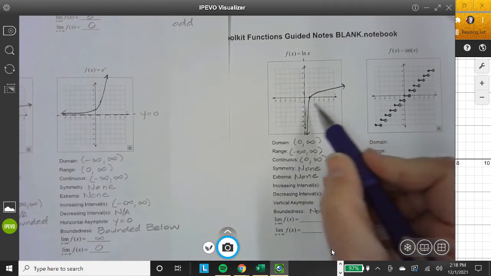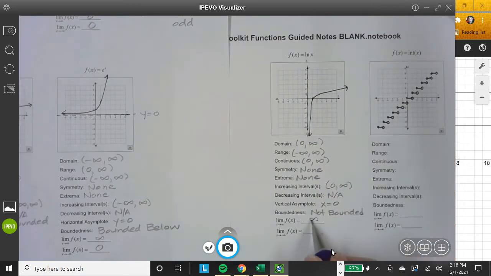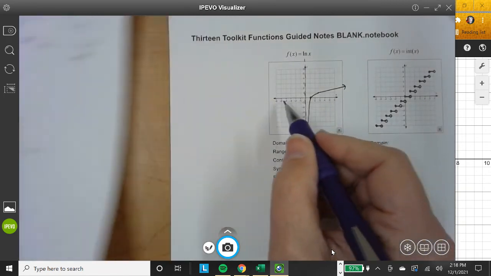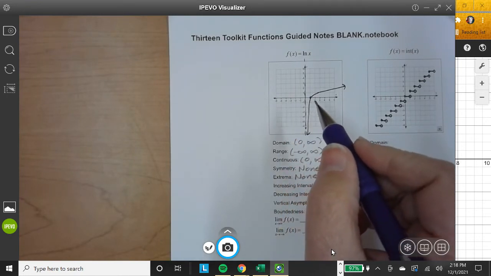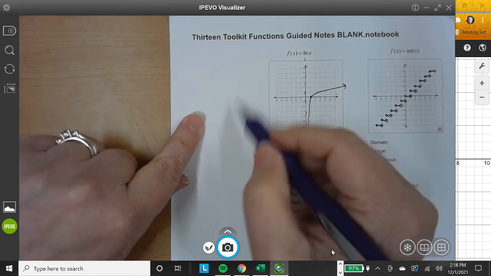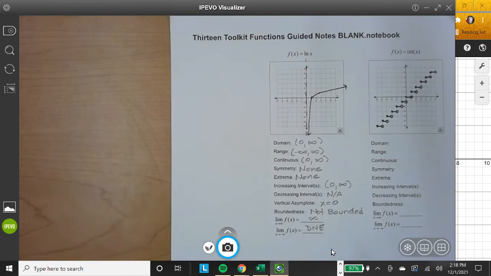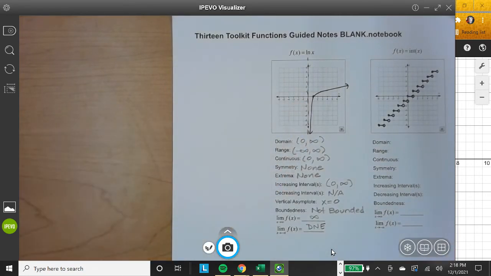The end behavior limits: as x goes to infinity, f of x or y is headed towards infinity. The limit as x goes to negative infinity. Well, if we were to head all the way out here, is the y anywhere to be found? Well, over here, this function doesn't even exist. So this would be does not exist, because the log function doesn't exist at x equals negative infinity.